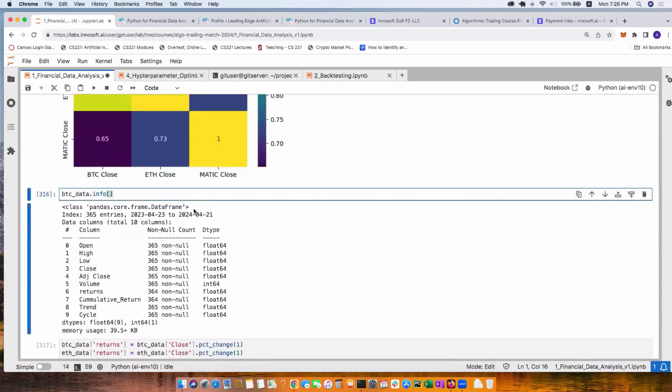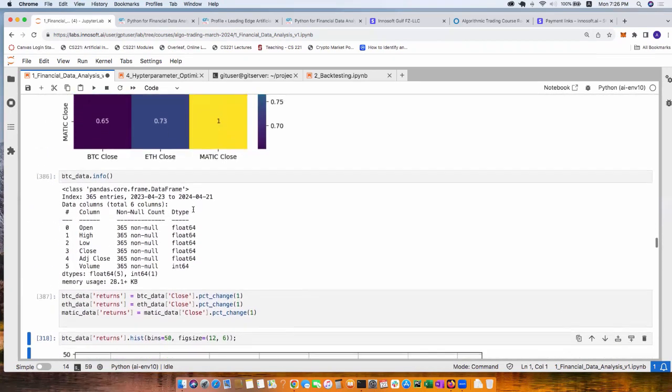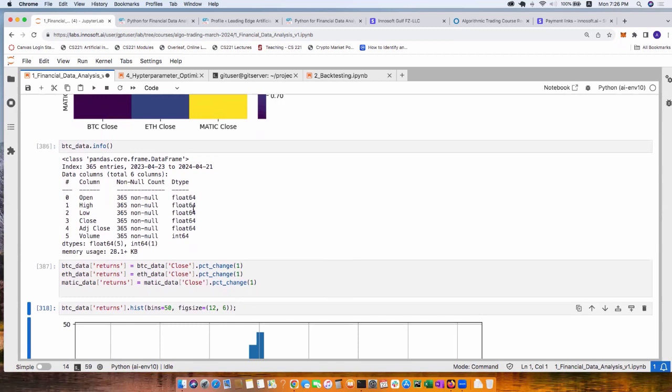Okay, cool. So let's continue the discussion. The other thing we want to look at is the volatility. Sometimes I'm interested to know how volatile certain assets are. Volatility basically means how the price changes.